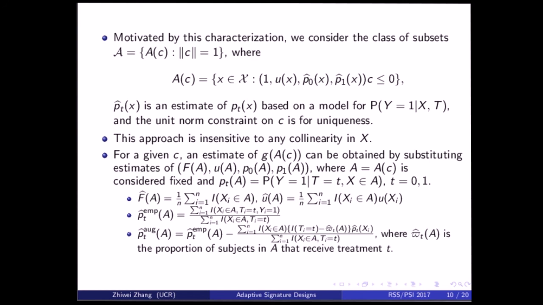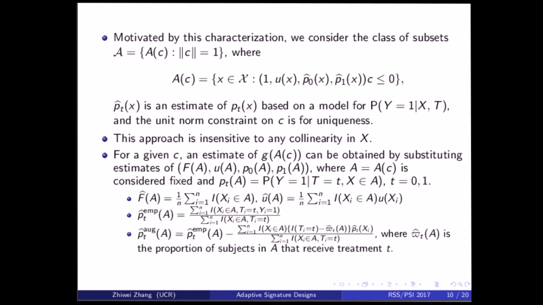So by analogy, we consider a class of subsets of a similar form, where the true success rates are replaced by estimates based on a working model. And the coefficient vector C is arbitrary, but has norm 1 for uniqueness. Here, we don't need to worry about any collinearity in X because we only need the predicted values. Collinearity may be a problem with estimation, but not with prediction. For each subset in this class, we estimate the expected gain by substituting estimates of these quantities into the target function G.